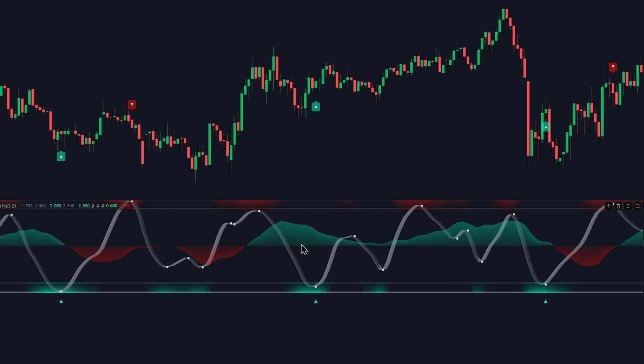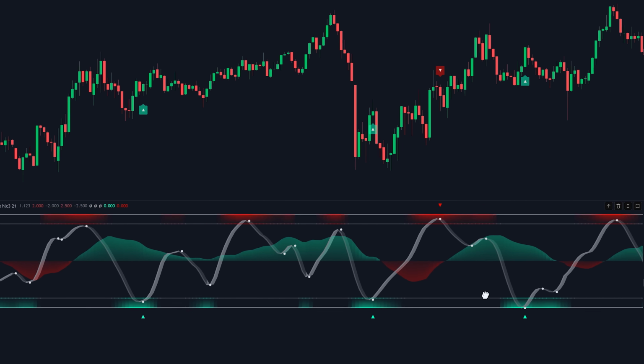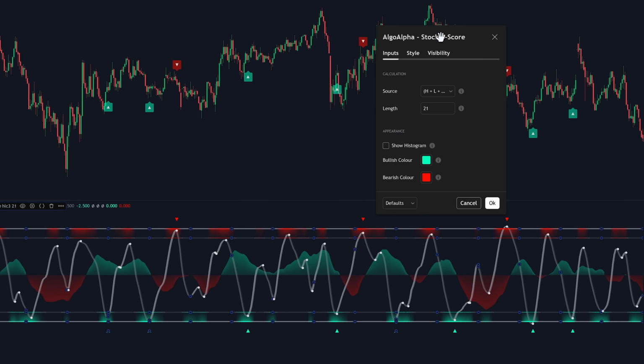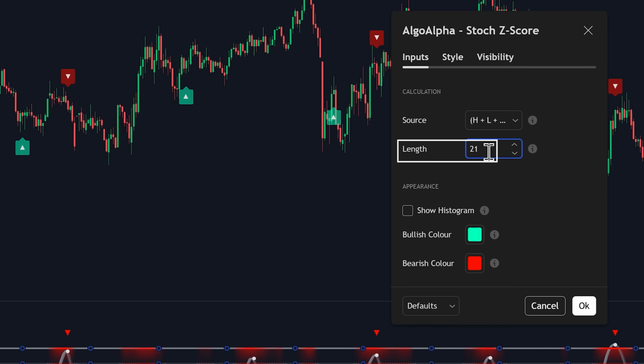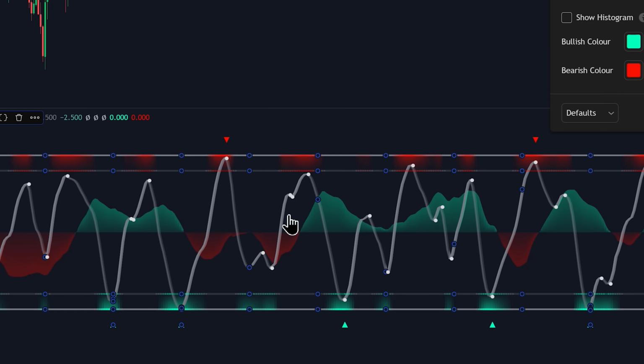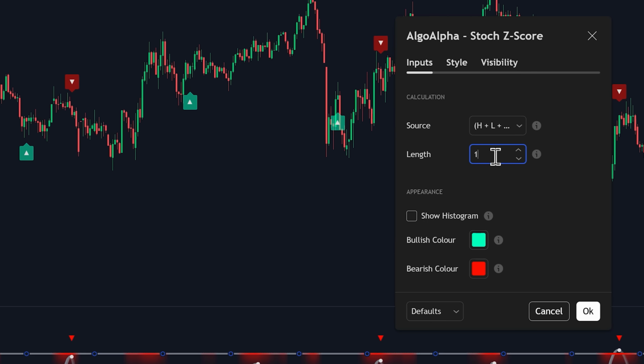Now, let's go into the settings because this is where you tune it for GBPJPY on a 5-minute chart. Open the indicator settings, and the most important input is the length. This length controls the lookback used for the Z-score baseline, meaning it affects what the indicator considers normal for this asset right now. If the length is too short, the baseline changes too fast and you can get noisy signals.